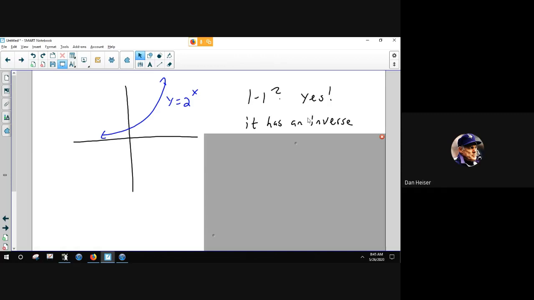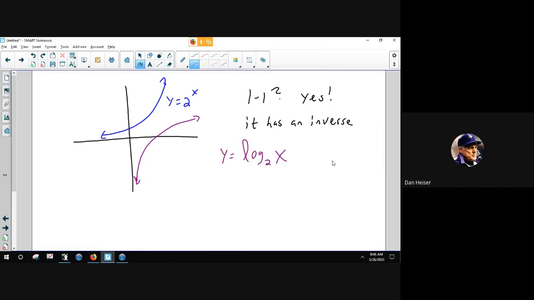Recall that an inverse function we can reflect or flip over the line y equals x. So if we imagine this line y equals x going through here, we would have the graph of its inverse, which would look something like this. And that function has a name. Hopefully you recognize the name of it just by its graph.